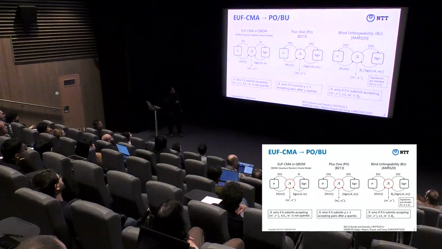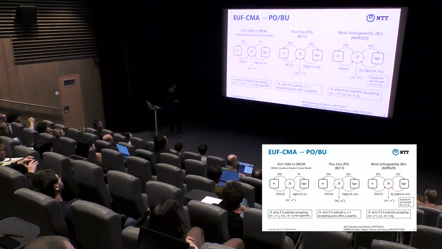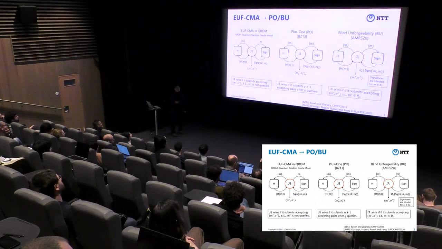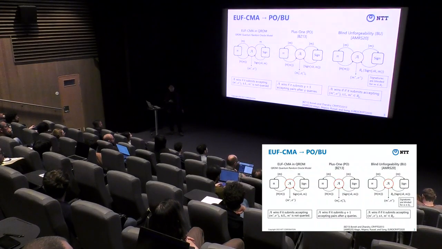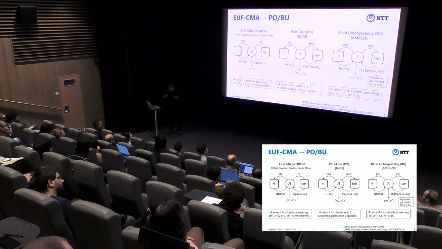There are two different notions for the superposition attacks. The adversary can access the signing oracle with quantum states, but there is a difference mainly in the winning condition. The first one is Q+1, or PO security. The adversary has to submit Q+1 pairs of message and signature, and they must be accepted, after Q quantum queries to the signing oracle. So intuitively speaking, it must be hard to produce one more signature.